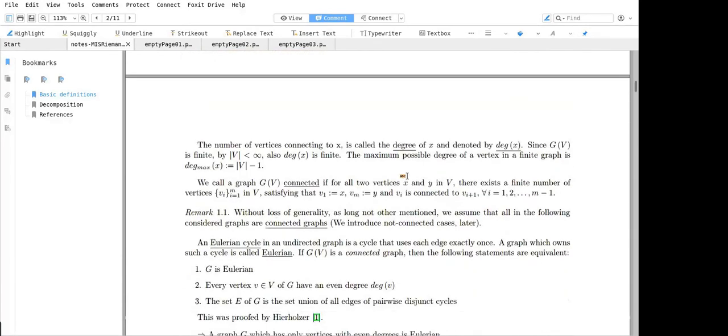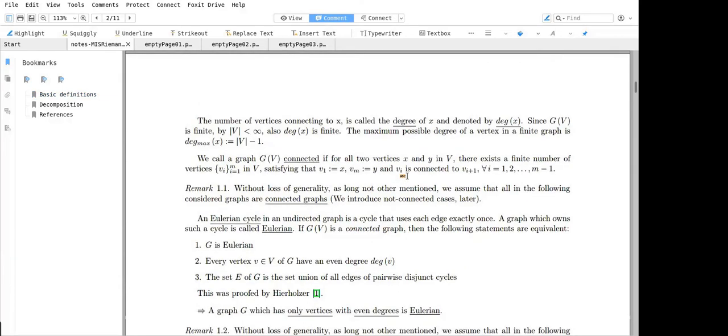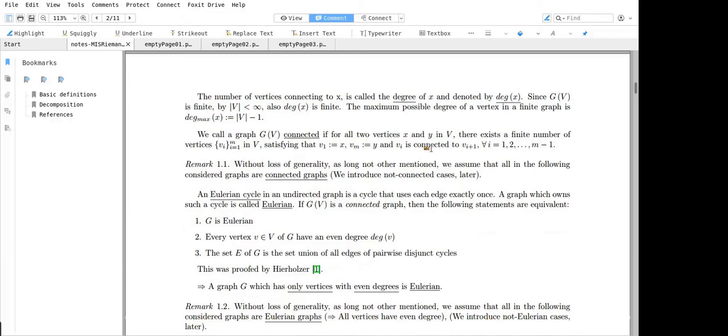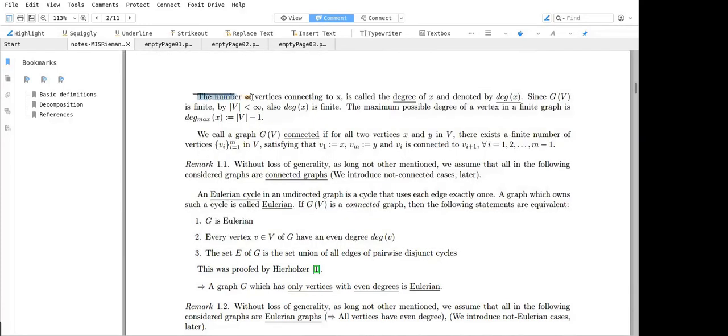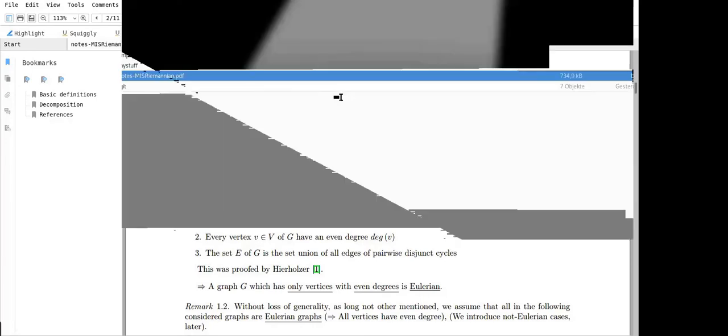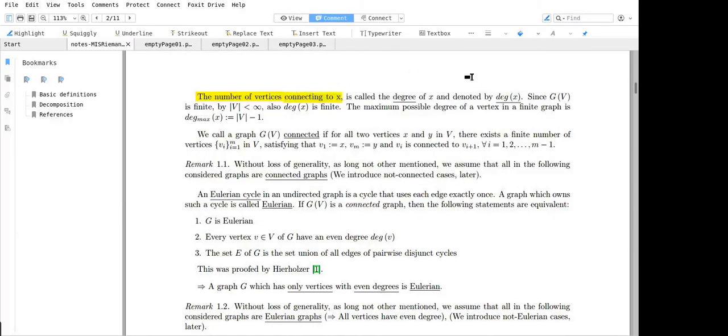So now the definition of a degree. I think everybody knows this, that's the typical thing. It's the number of edges to which the vertex x belongs, and we call it the degree of x.